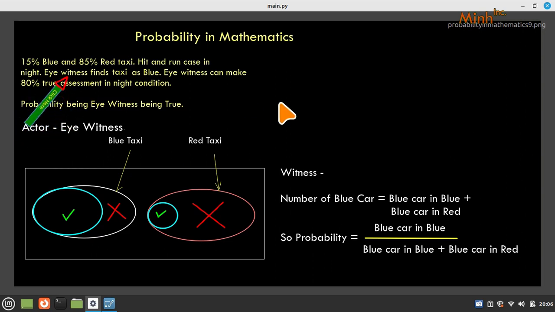Okay, so what is the question now? 15% blue and 85% red taxis in a city or at a place. A hit and run case at night. So someone hit and run. An eyewitness finds the taxi to be blue. The eyewitness can make a true assessment 80% of the time in night conditions. If this is the scenario, then what is the probability of the eyewitness being true?